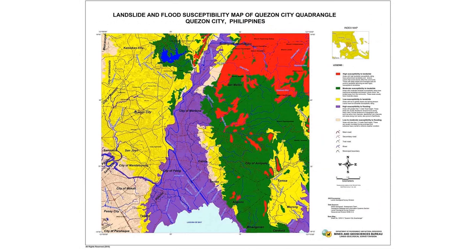Now, this is a geohazard map. It shows you the hazards of flooding, earthquake, landslides, etc. So you will have to look into this so you can go out and do a resilience study of your project.